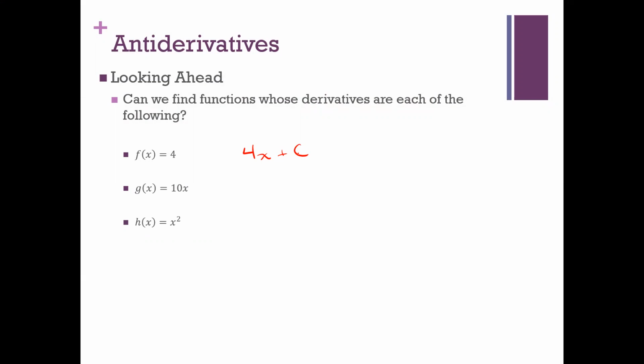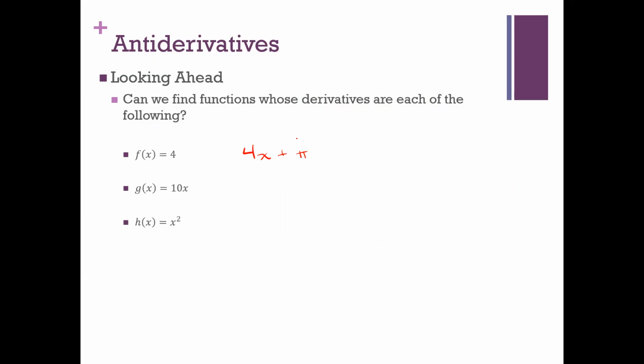It could be any number. You could have 4x plus 3, and that would work. Right. I didn't think we'd get there that quick, but that's a valuable idea when you're taking an antiderivative. Think about what happens when you take derivatives. What happens to constants? They go to 0.